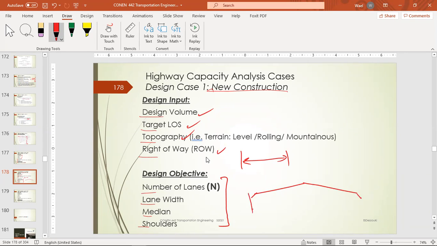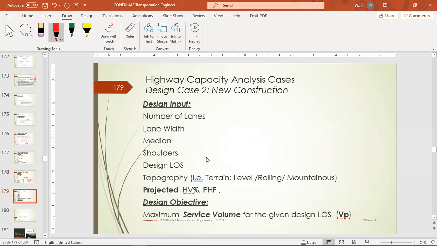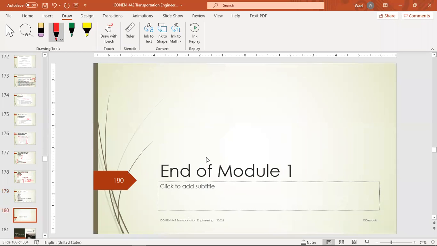Given that this dimension should be less than or equal to the right of way that we have as an input here. Okay, and basically we have a target level of service we need to meet in the design. If the design doesn't meet the level of service, then it's a failed design. Then we had this example for new construction, and that was the end of module 1.